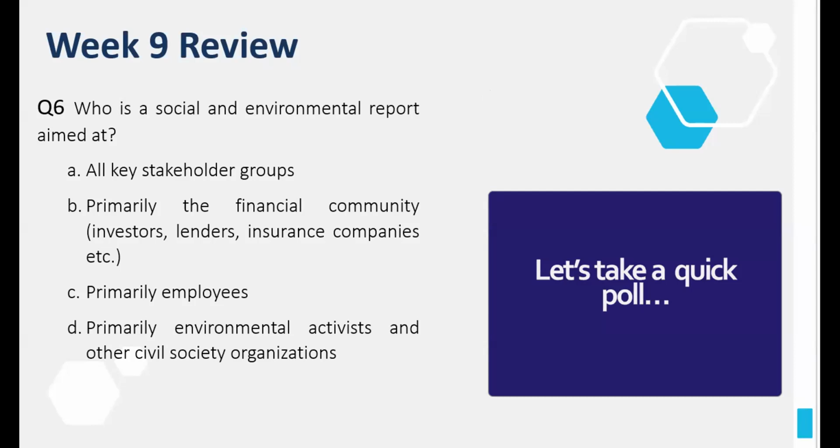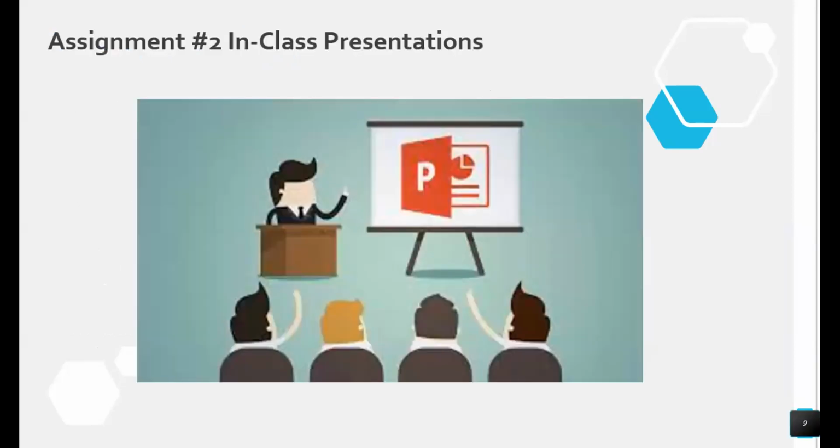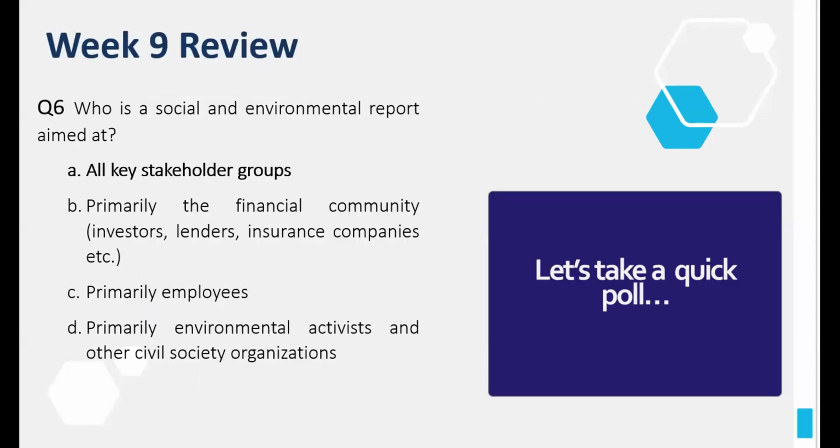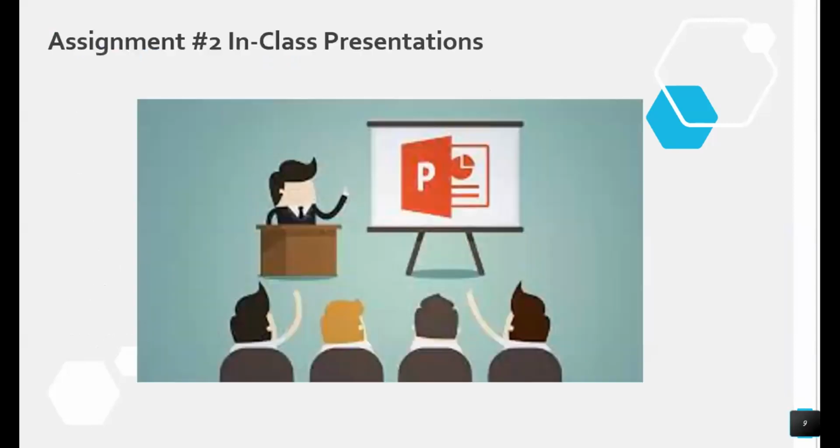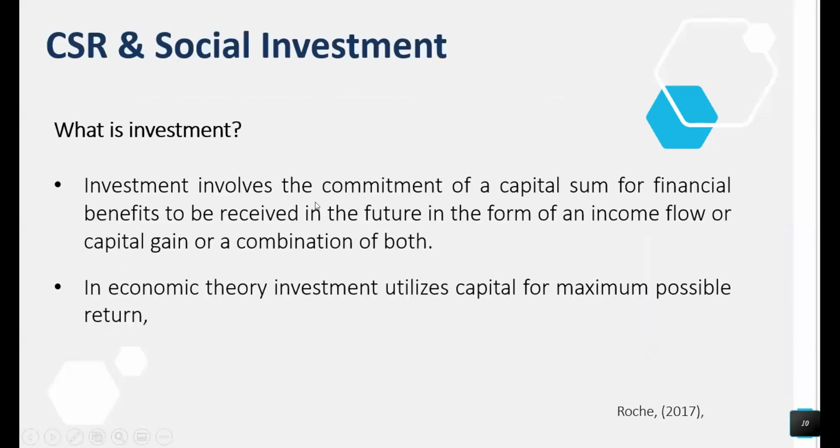I think so, it's D. So that's one of them. So it would be D, C, and B. It would be everybody. Everybody would be aimed at for the social environmental report. So then, at the end, we'll do the assignment 2 in-class presentations.